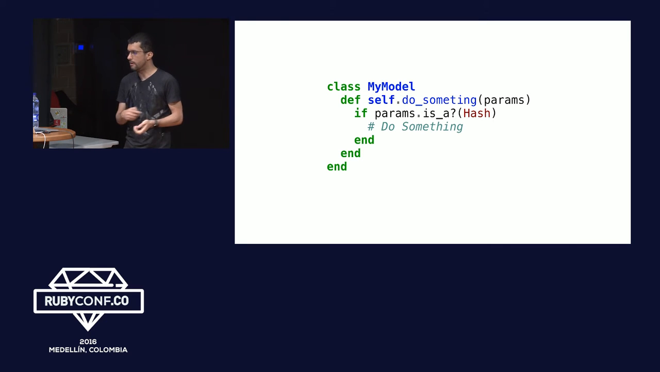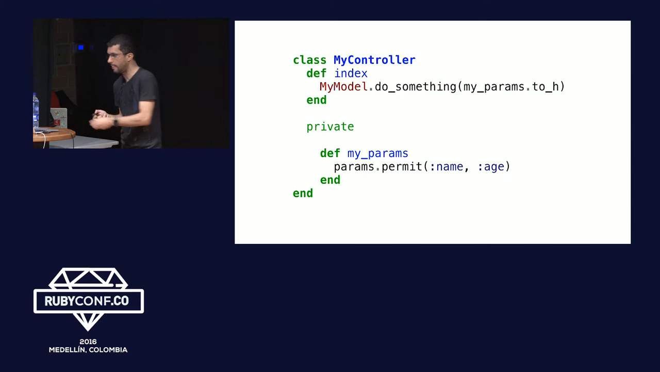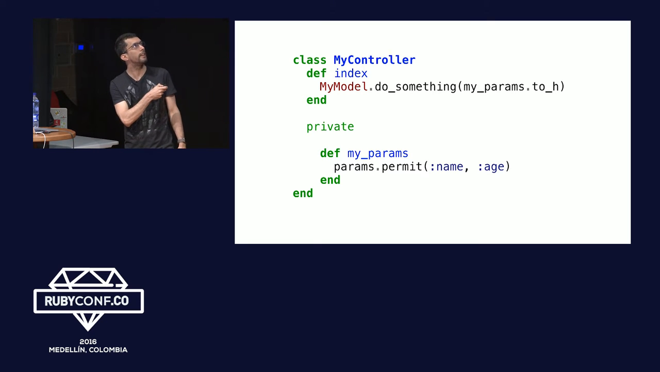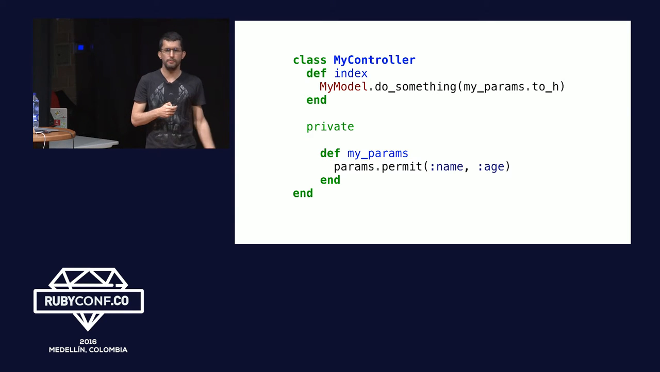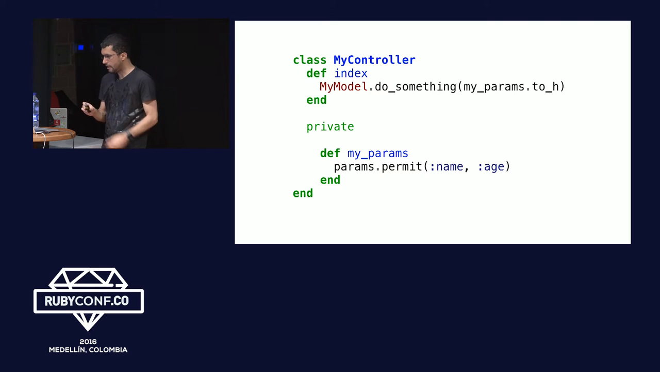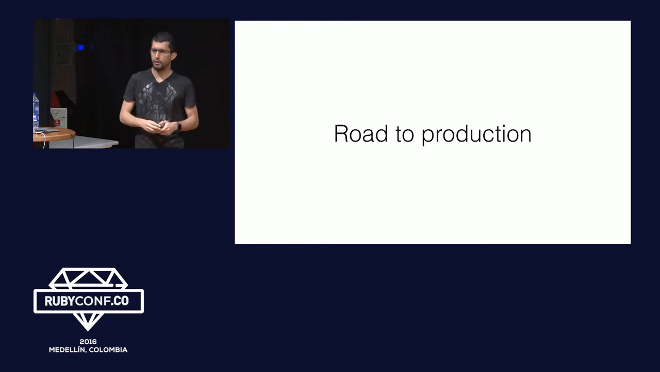You have APIs for that, like you can call the to_h method on your parameters, and that is going to change the type of your class from parameters to hash. I recommend you do that before sending it to the model and doing things in the model. And those were the biggest problems.